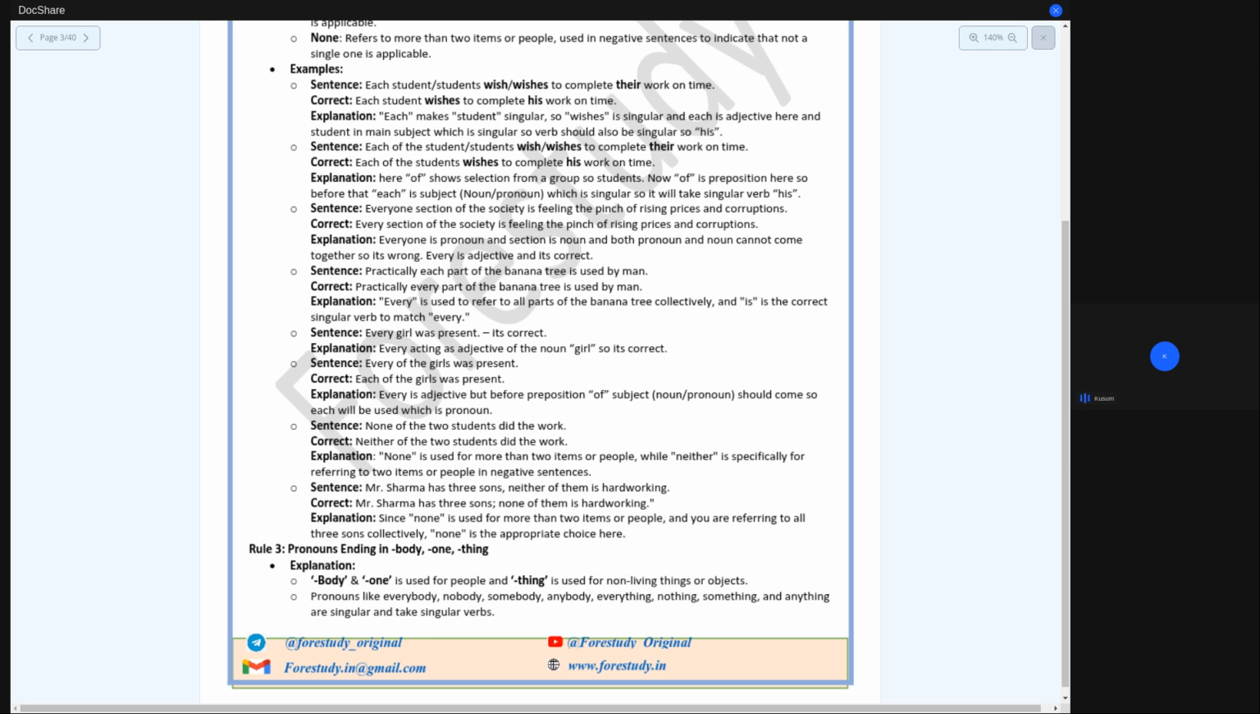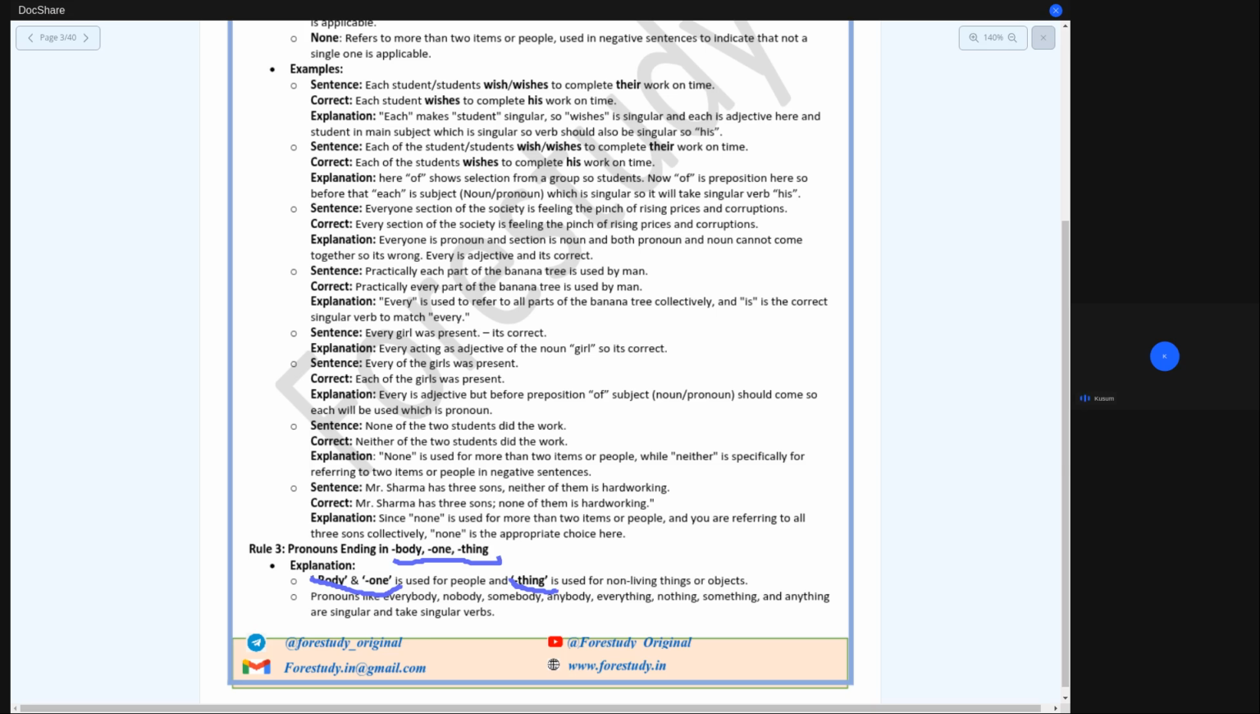The core principle of rule 3 is straightforward. All of these pronouns are considered singular. That means all the pronouns which end with body, one, or thing are considered singular. And because they are singular, they must take a singular verb, right? The pronouns ending in body or one refer to people, whereas the pronouns which end with thing are used for non-living things or objects.